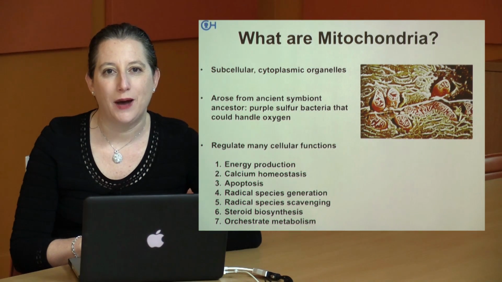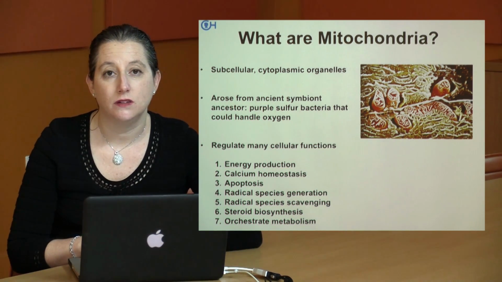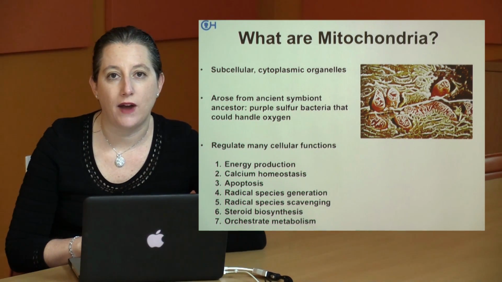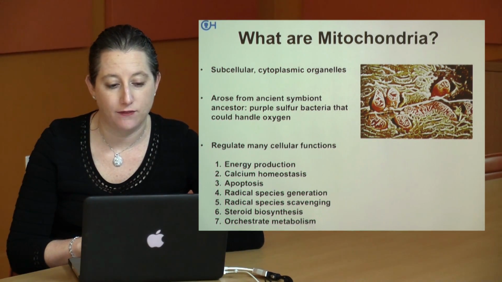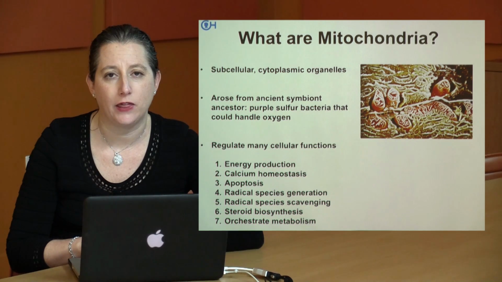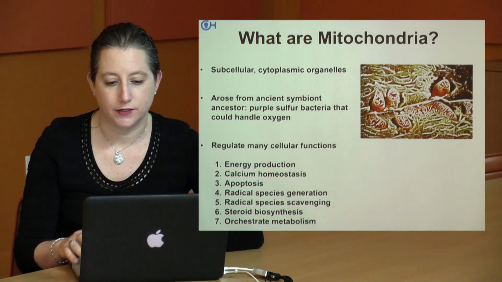They're famous for being the, quote, powerhouse of the cell. Really, they function as the energy production source, or the battery within cells. That's their most famous and probably key role, but they also have a range of other roles. They are essential for calcium homeostasis. They are the site where programmed cell death, or apoptosis, is initiated. They're crucial for radical species generation and radical species scavenging. They're critical for steroid biosynthesis and many intermediary metabolic pathways within the cell. I always say that if the metabolic processes in the cell is an orchestra, the mitochondria are the conductor.